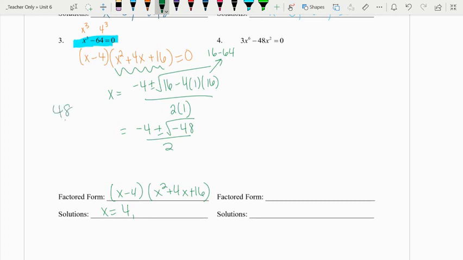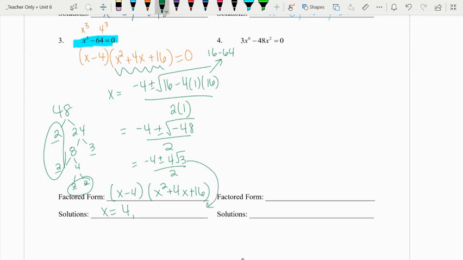But remember, 48, we can narrow it down, right? So this would be 2 and 24. 24 is 8 and 3. 8 is 2 and 4, and then 2 and 3, right? So we can rewrite this as 2 times 2, which is 4, root 3 over 2. Now again, that's another acceptable answer, but I would go from here to here by dividing by 2. So it's actually negative 2 plus or minus 2 root 3. And you could put a 1 in the denominator, but the only reason why we can simplify that again is remember all 3 terms are divisible by 2.